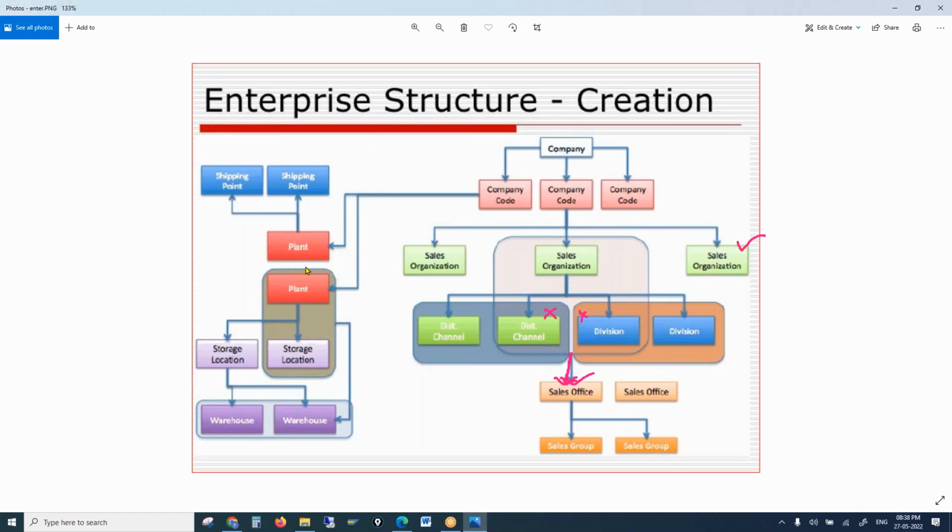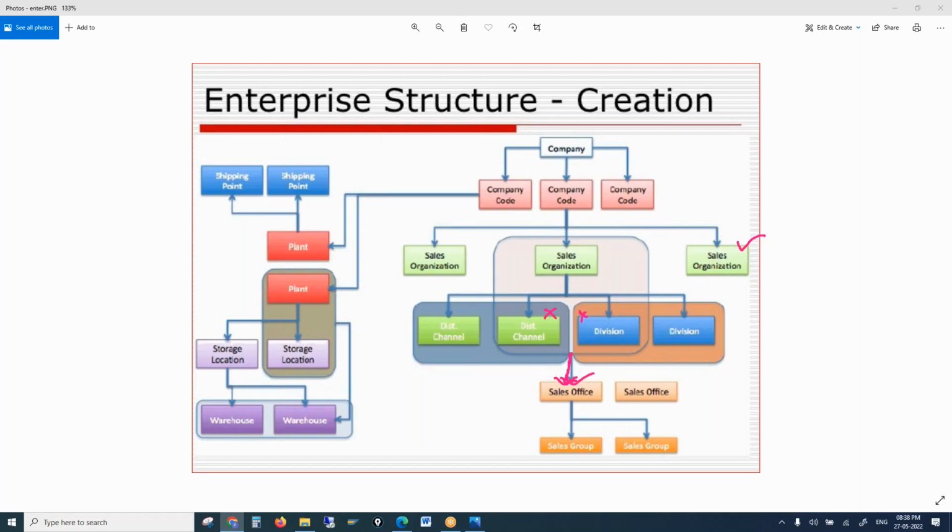So plant is like you take SD. From SD side, we call plant as a delivering plant. From MM side, we call plant as a storage plant. From production side, we call it as a manufacturing plant. So plant is not the same for every module, the way we see it, right? It depends upon the business, how you function.